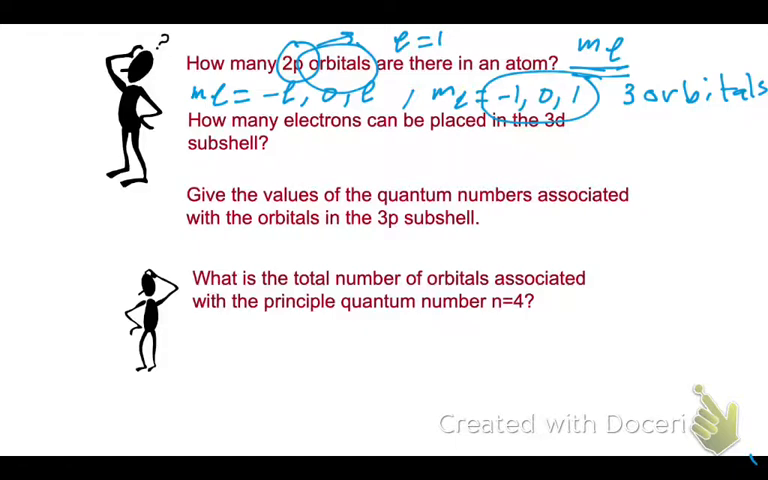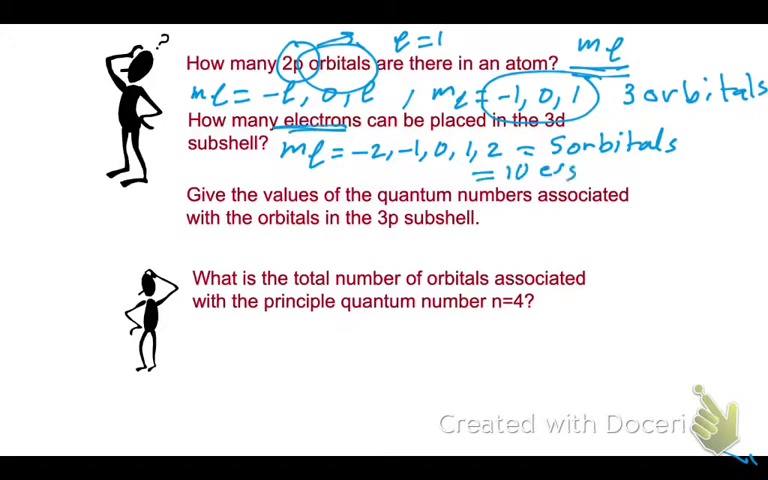How many electrons can be placed in 3d subshells? If I want to know how many electrons I can place, I need to know how many orbitals. How many orbitals? It's the ml value. For d, L is 2, so ml is negative 2, negative 1, 0, 1, and 2. That means I have 5 orbitals. Every orbital can host up to 2 electrons, so the total number of electrons should be 10 electrons.